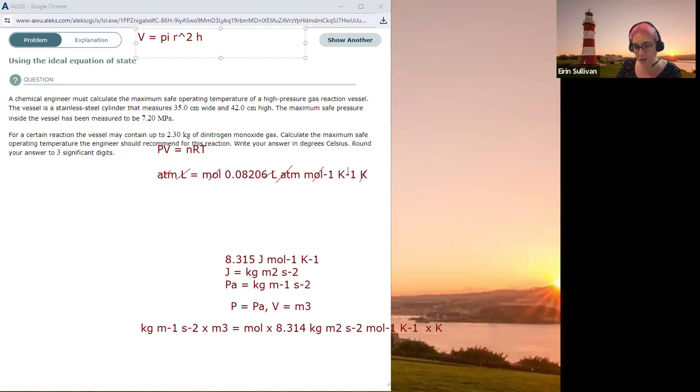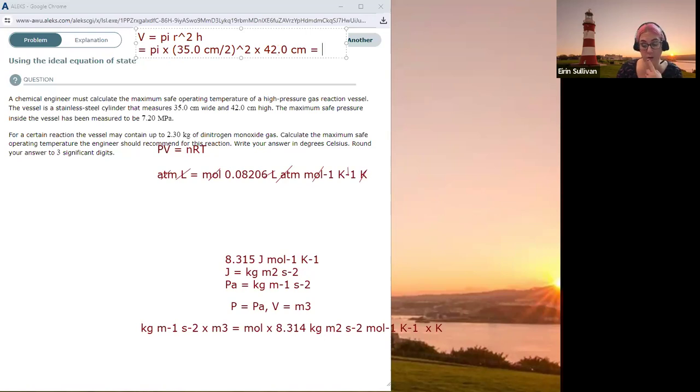So what we're going to have to do is pi times 35.0 centimeters over 2, and that is going to be squared, and then times h, which is 42 centimeters. That is going to give us a volume in centimeters cubed, so it's not even in meters cubed. This is typically the kind of unit conversion that I have found students find kind of tricky.